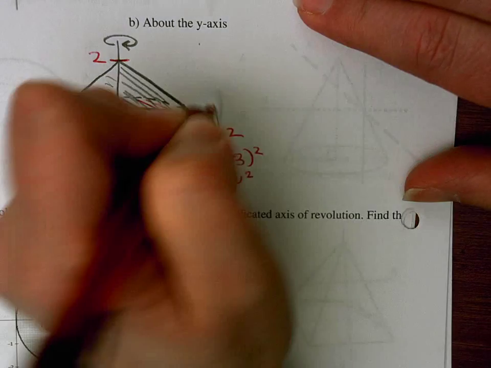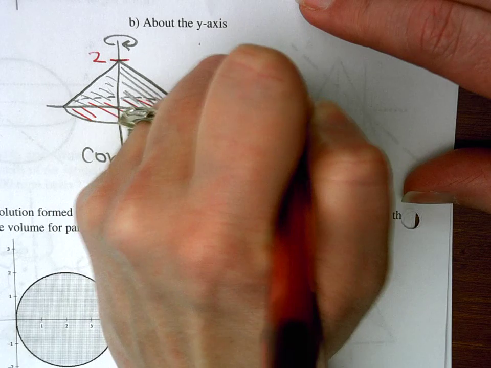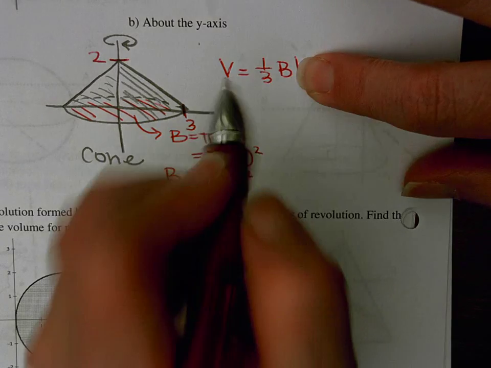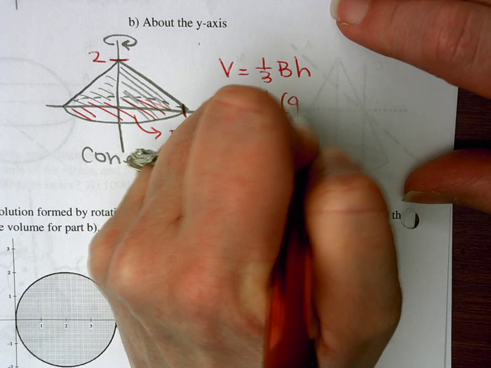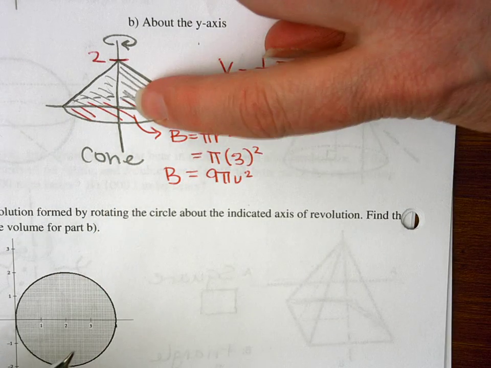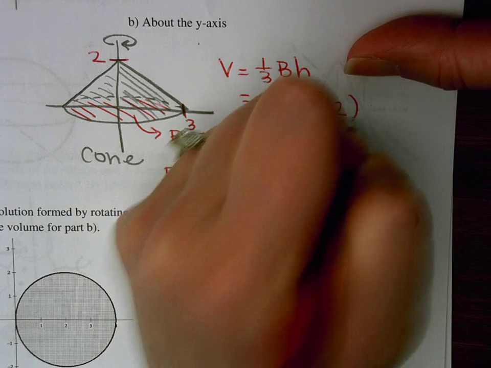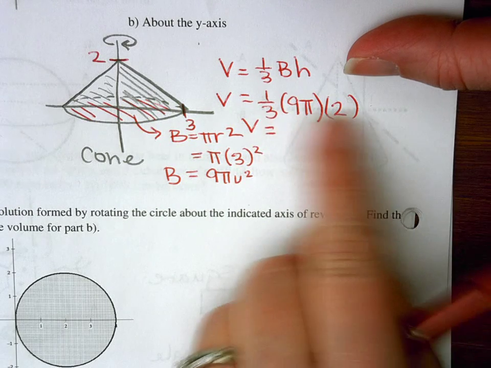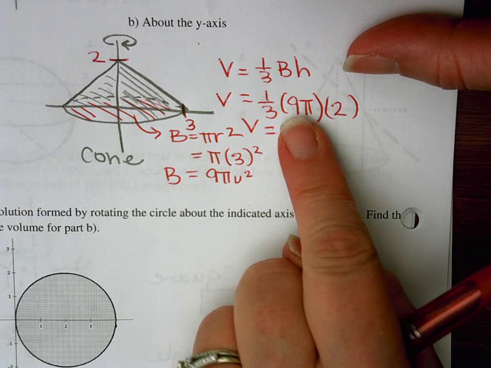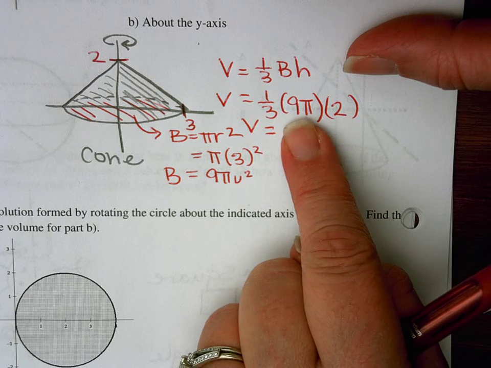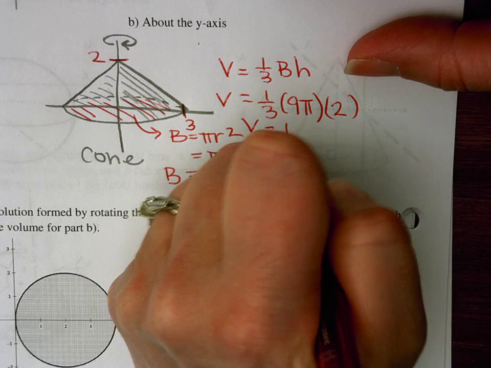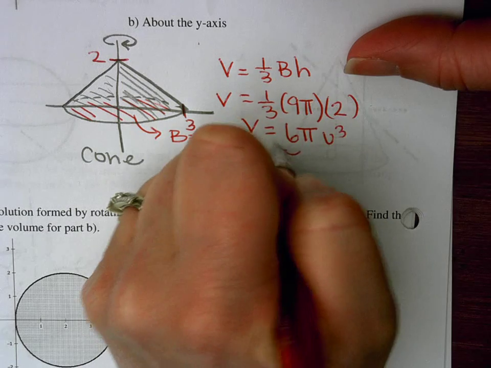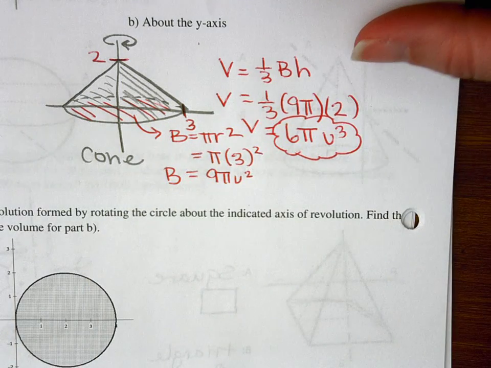And then for my volume formula, it's 1/3 times the area of the base times the height. I'm going to replace B with 9 pi, and my height was 2. Then just multiply these together: 1/3 times 9 times 2. That's 6 pi, and then it's units cubed. So that's going to be my volume. Okay.